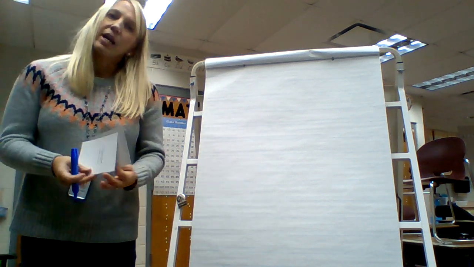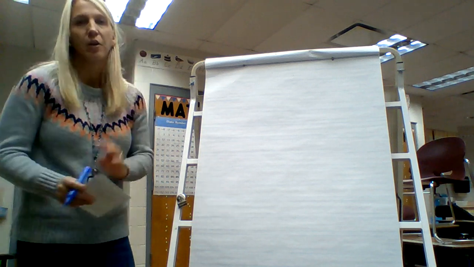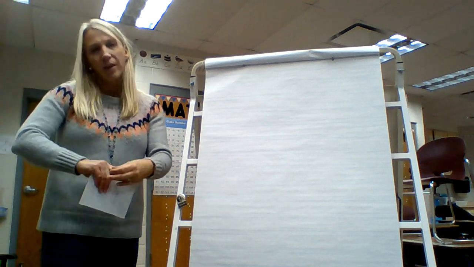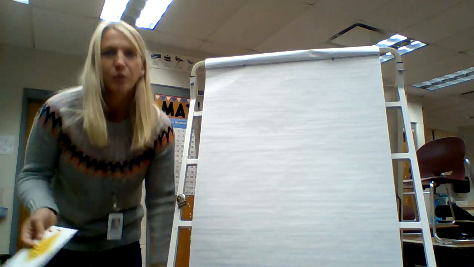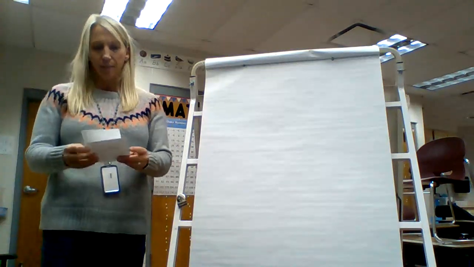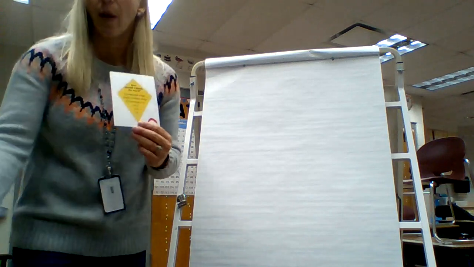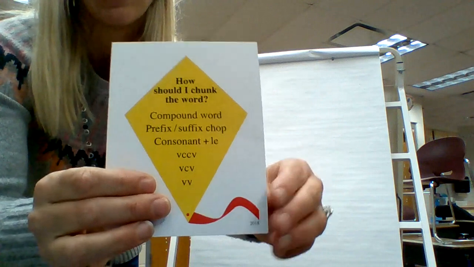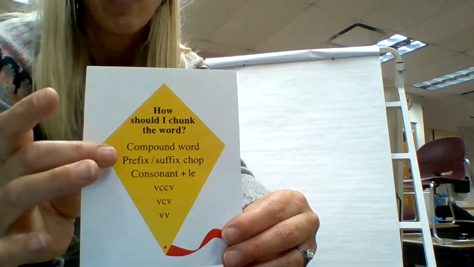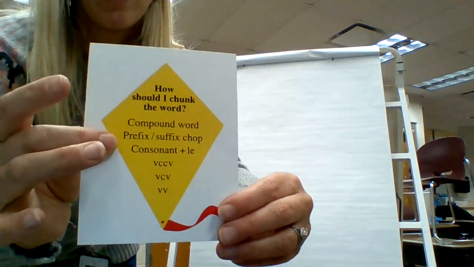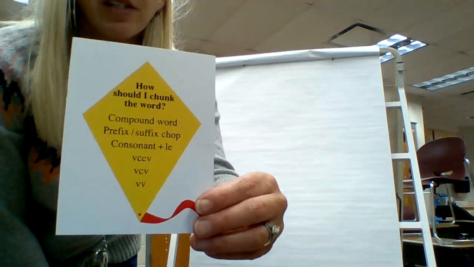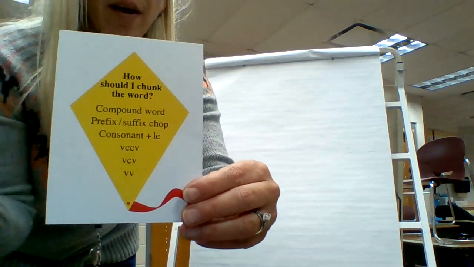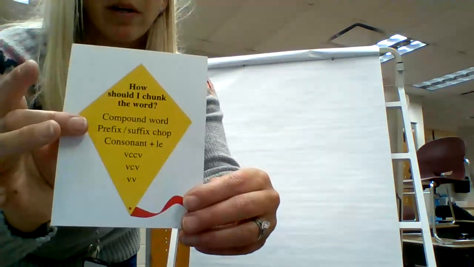Today, our new learning is how to chunk a new type of word. So, when we're reading, sometimes we come across words we don't know, and we need a way to figure out how to read them. We have already talked about one way to chop. This is our kite card that tells us some ways how to chunk a word. We have already talked about the second way right there, prefix, suffix chop. So we look at the word. If we see a prefix or a suffix, we chop it off and then try to read the base word.